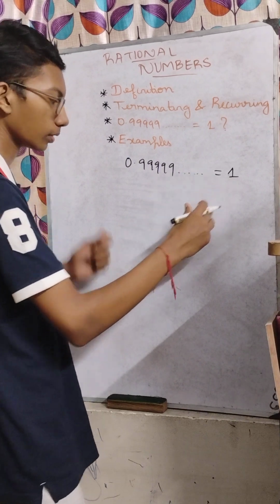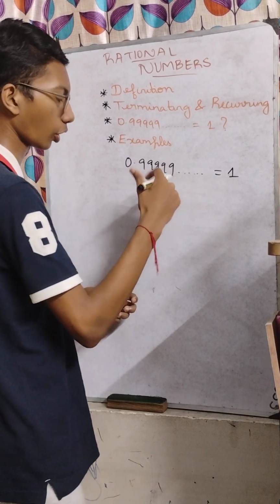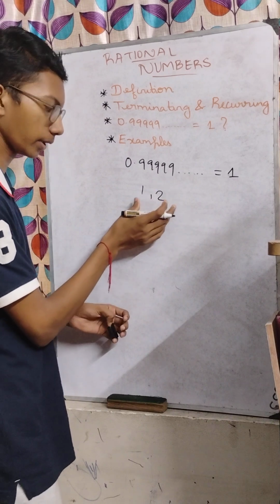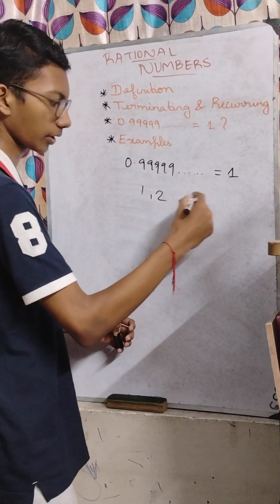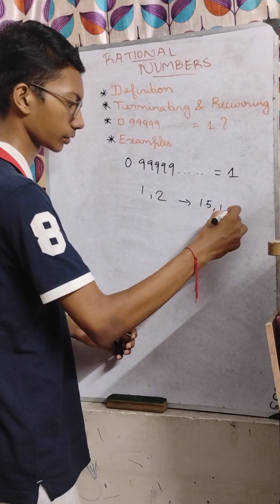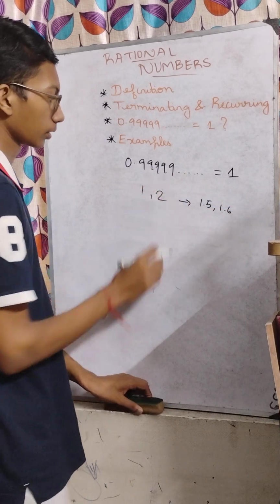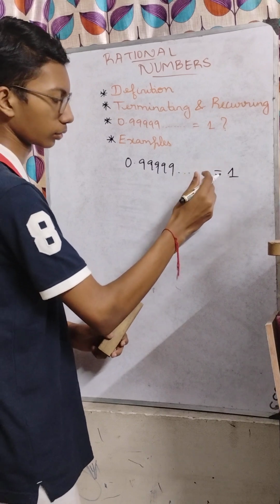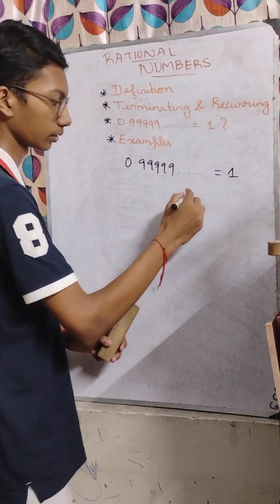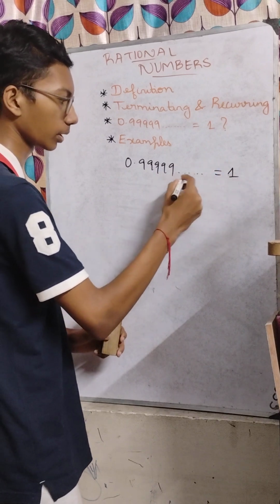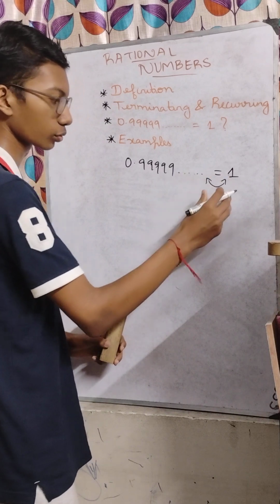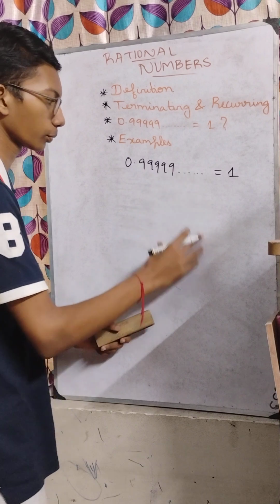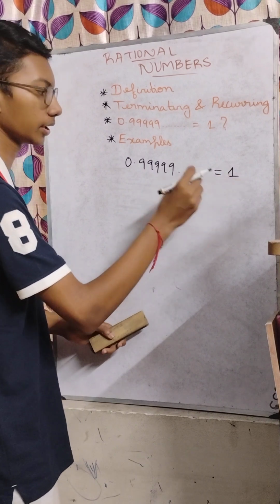Is this true? There can be one argument. Let's say we have 1 and 2. Is there any number between 1 and 2? Yes, there are infinite numbers like 1.5, 1.6 and so on. But is there any number between 0.9999 going to infinity and 1? There is no number between these two numbers, so these two numbers must be the same. That is one argument. But here I am going to prove why these two are indeed equal.